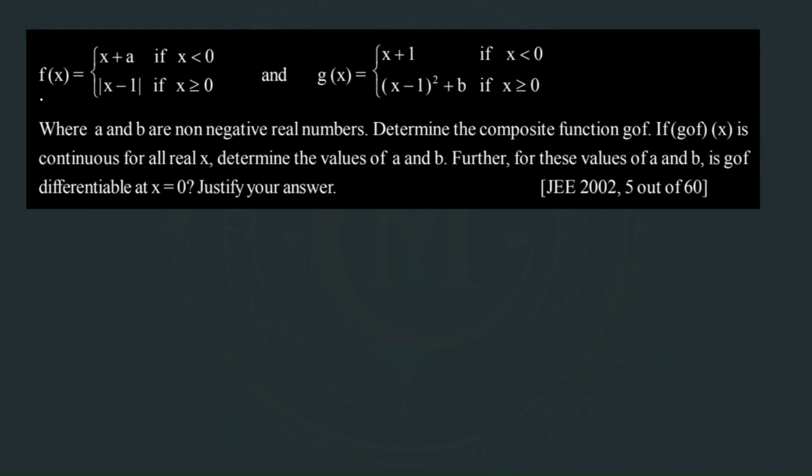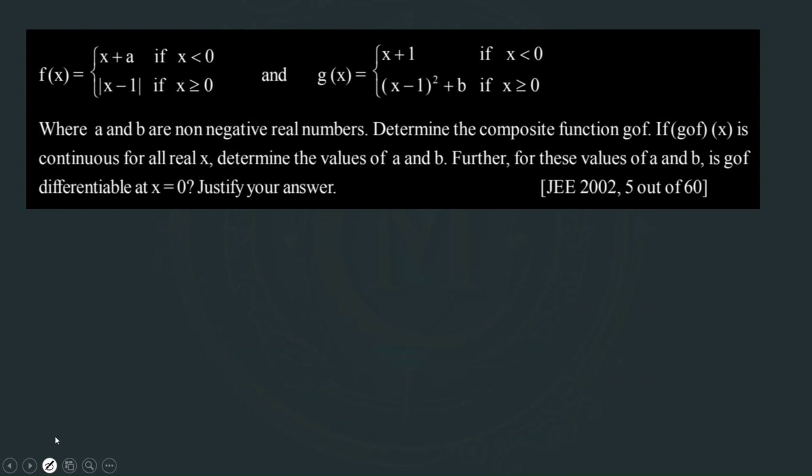The next question is on continuity and differentiability. It says we are given two functions f and g, where a and b are non-negative real numbers. We have to determine the composite function g of f(x). If g of f(x) is continuous for all real x, we have to determine the values of a and b. Further, for these values of a and b, we are asked to tell whether this function g of f is differentiable at x equal to 0 or not.